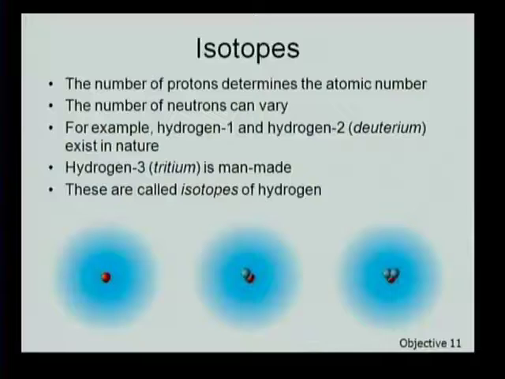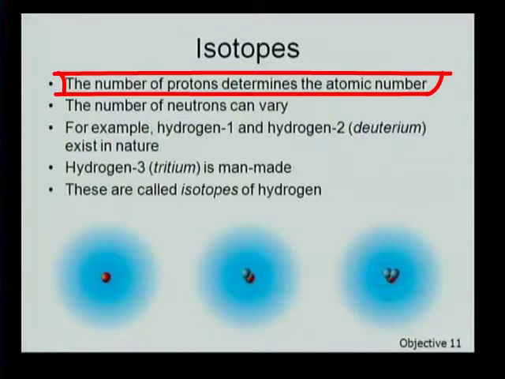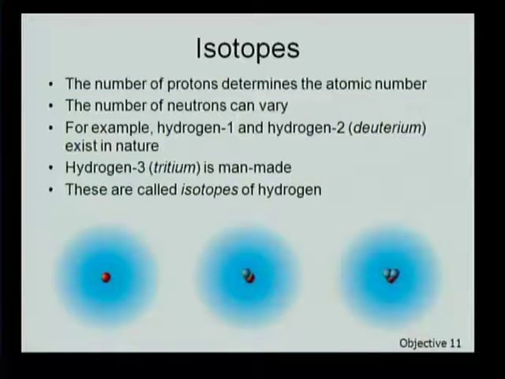So these are atoms of an element that have the same chemical properties because they have the same number of electrons. They have the same atomic number because they have the same number of protons, but they have different numbers of neutrons, and so they have different atomic masses.